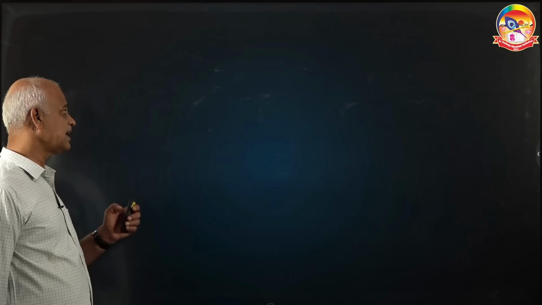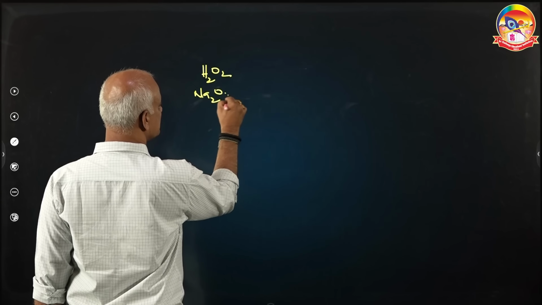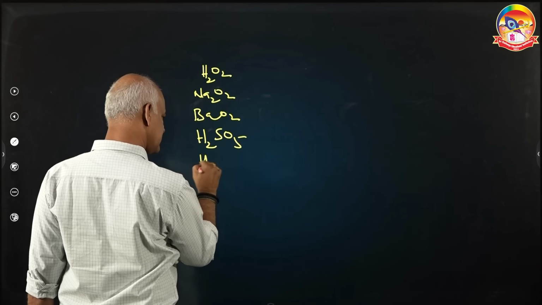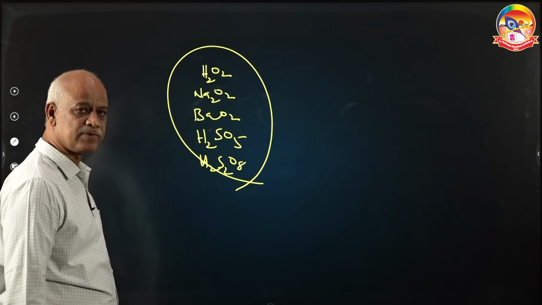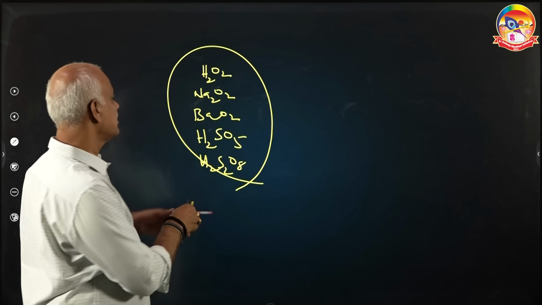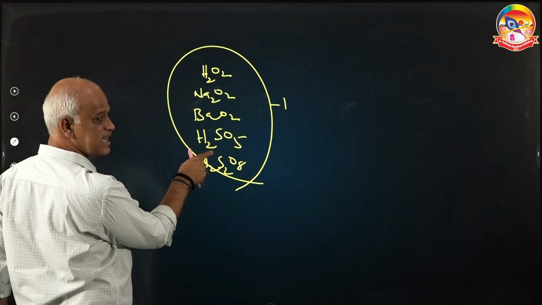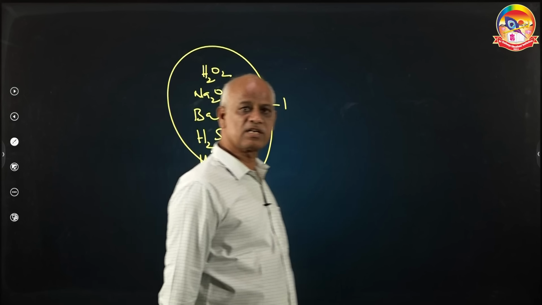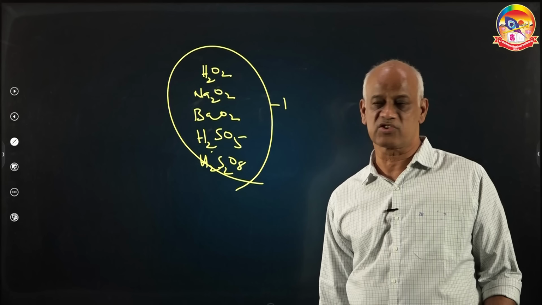I also wanted to clarify 2 or 3 very important peroxy containing compounds. H2O2, Na2O2, BaO2, H2SO5, H2S2O8 are some very important examples of peroxo compounds where oxygen is in the -1 state. H2SO5 is called Caro's acid or peroxomonosulfuric acid. H2S2O8 is called peroxodisulfuric acid or Marshall's acid. This is about oxygen's oxidation state.